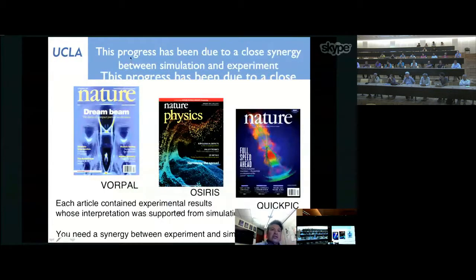Another thing to stress is that the progress of this field has been due to a close synergy between simulation and experiment. And so as an example, I put covers where each of these articles contained experimental results, but where the interpretation was supported by simulations. And I think that if you're going to develop an effort, you need to also stress that you need experiment. Obviously, experiment is king, but you need to develop a close synergy between experiment, simulation, and theory.